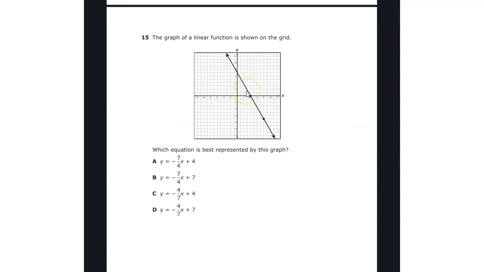The graph of a linear function is shown on the grid. Which equation best represents the graph? So I'm going to look here. This is going to be plus 7 for the y-intercept. So anything that doesn't have plus 7, I'm going to get rid of. Now let's go ahead and get the slope.